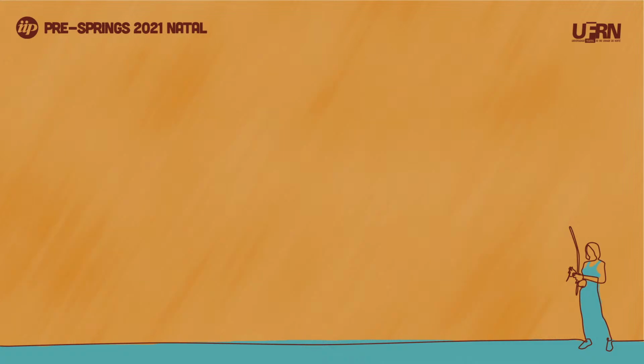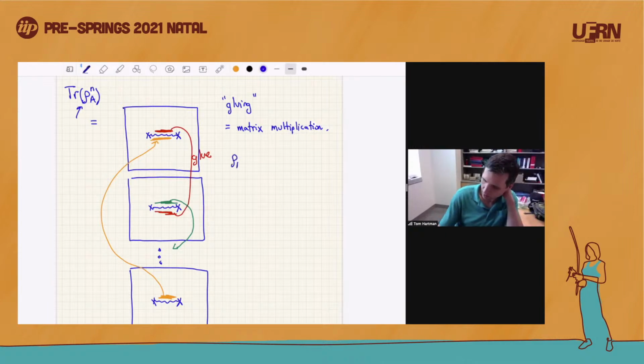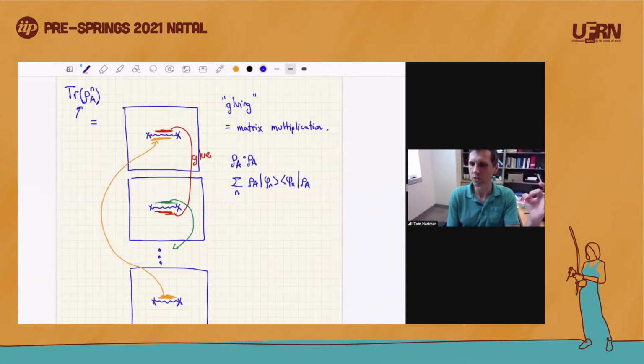Okay, so gluing is matrix multiplication. If we have rho A times rho A, then we're just inserting a complete set of states in there and calculating rho A, phi n, rho A. But summing over that field data on the cut has exactly this effect of gluing together the manifolds, just as we saw in the simpler example a couple minutes ago.